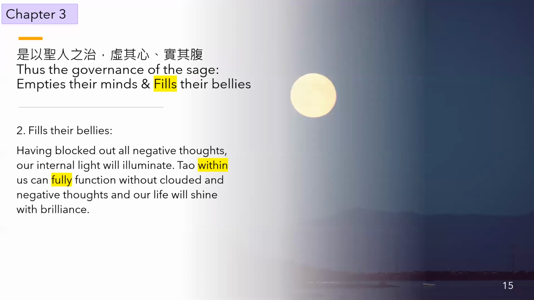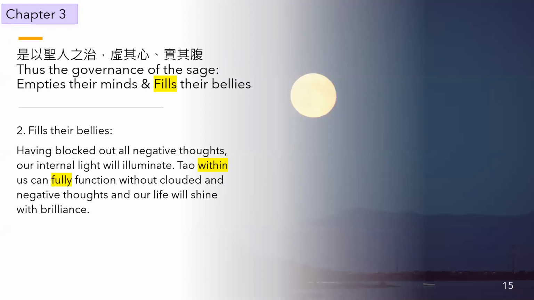Having blocked out all negative thoughts, our internal light will illuminate just like the moon. So Tao within us can fully function without clouded and negative thoughts, and our life will shine with brilliance, just like the full moon. When the covering clouds go away, our bad temper, our ill temper, our bad habits go away, our inherent true nature, like the full moon, will illuminate from inside of us, and our life will shine from within.